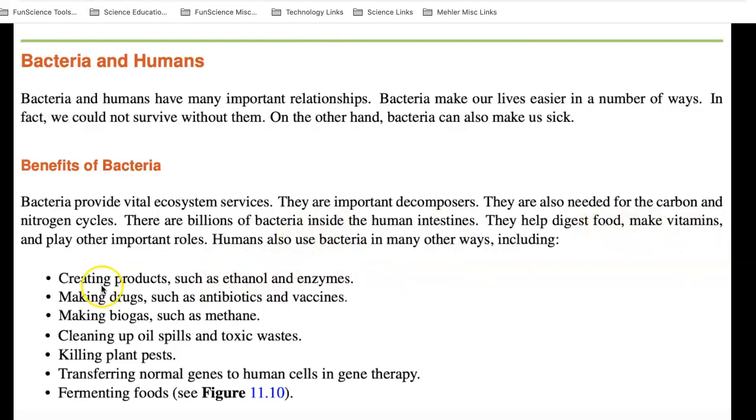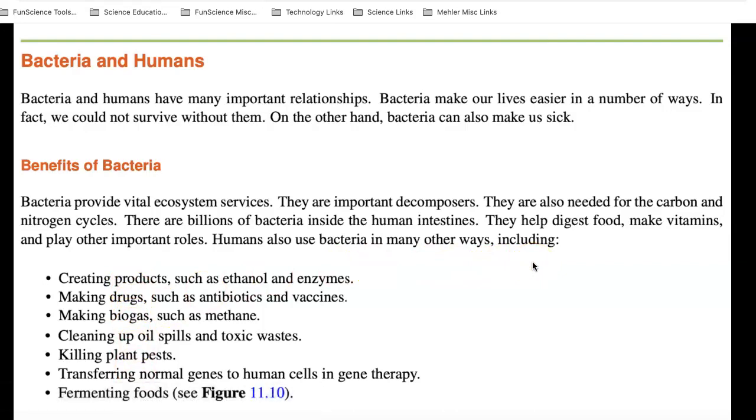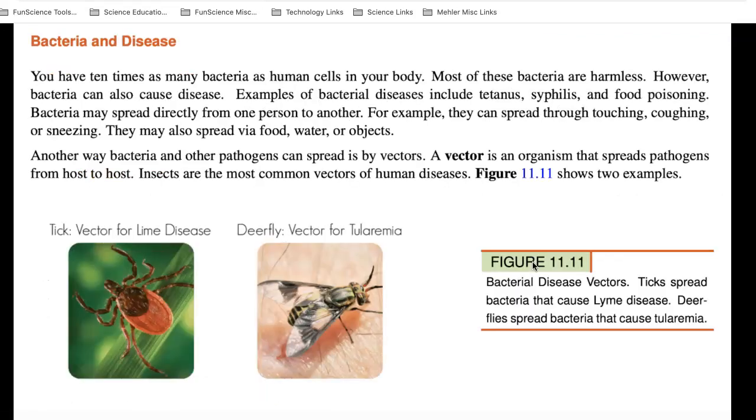They help make vitamins. And if you take a look at this list, these are some of the ways that bacteria benefit us. They create products, they make drugs, biogas such as methane, and kill plant pesticides. They just are very, very helpful.